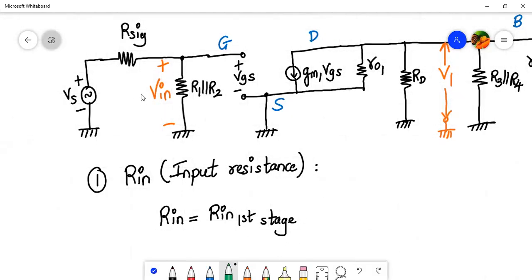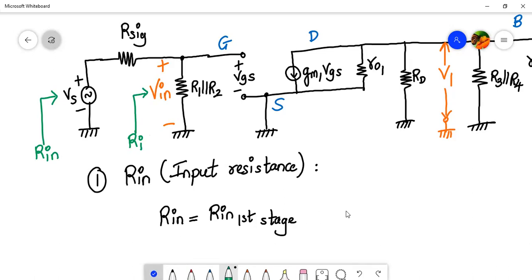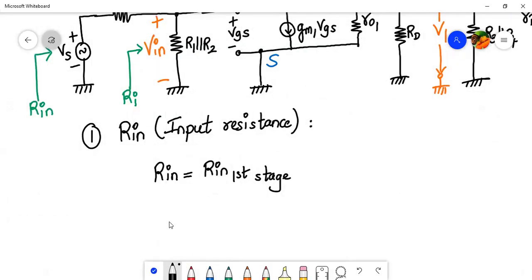Now let me use a green color. So let me call this as Ri. The input resistance looking into V in, that is Ri, and the input resistance looking into Vs is Rin. So we have to calculate Ri and Rin, right? So what will be Rin? Rin will be R sig plus Ri because they will be in series. So what is Ri? If I stand over here and look on the right hand side, I get R1 parallel to R2. This is an open circuit, right? So very easy to write here Ri. Ri will be equal to R1 parallel to R2.